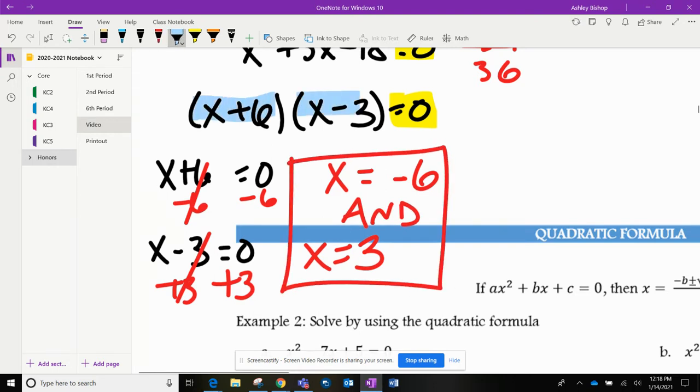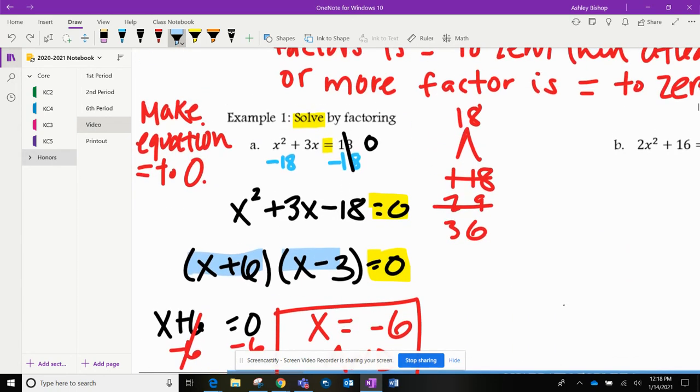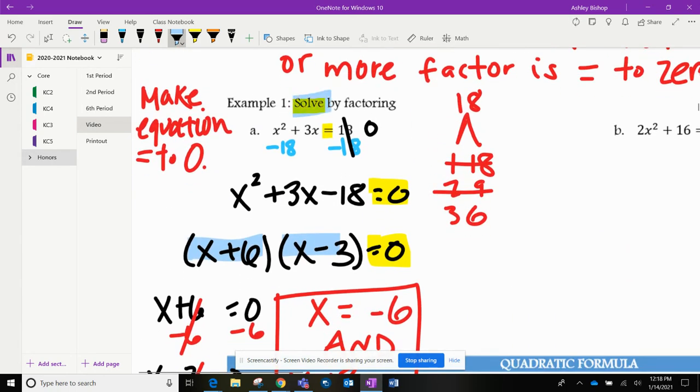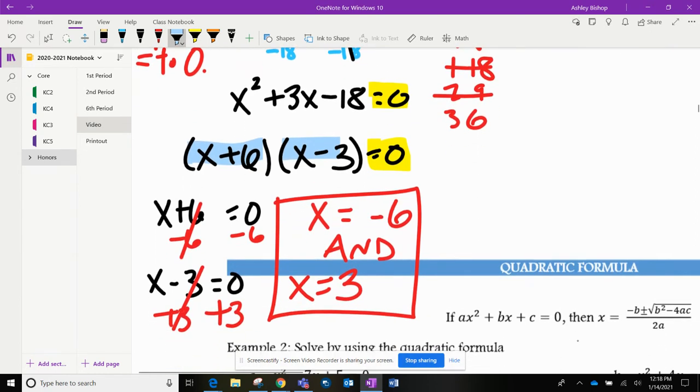If I have two factors, I should have two answers, okay? So you should always have two answers. We're always going to have two factors here. So this is the same thing we've been doing, but it says solve. Solve means get it in the form of x equals this and x equals that. So take it the next step and set your factors equal to 0.